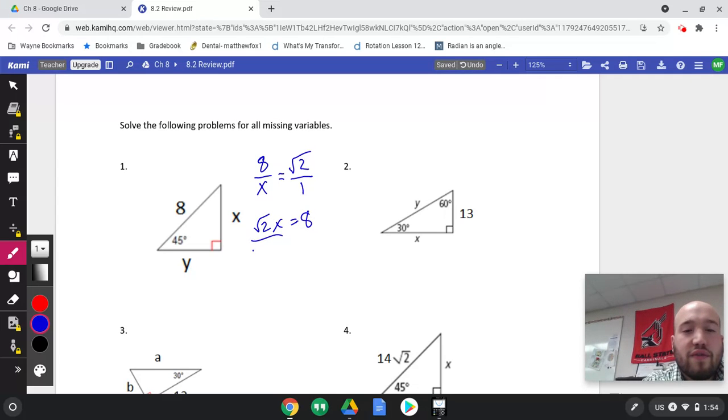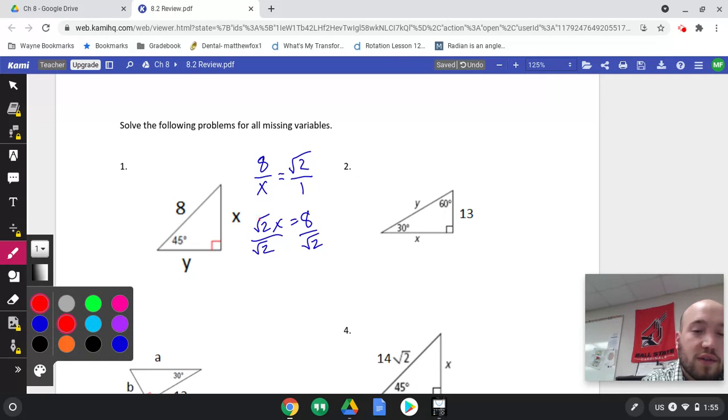Now from here, we'll want to divide by square root of 2, divide by square root of 2. This will cause the square root of 2's to cancel. Now, the only thing is we can't have a square root of 2 on the bottom. We've got to rationalize the denominator. So we do that. We get 8 square root of 2 over 2. And hopefully you know that 2 goes into 2 one time. It goes into 8 4 times. We're left with x equals 4 square root of 2. We also know then that y would equal 4 square root of 2.